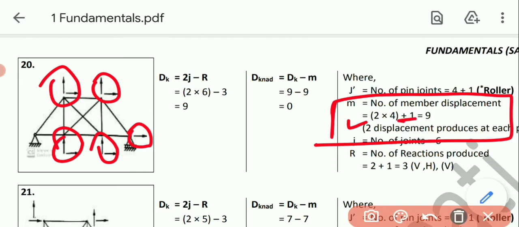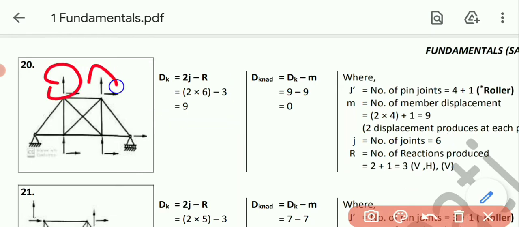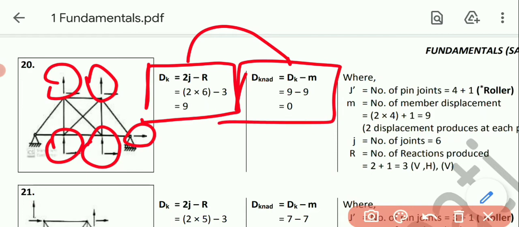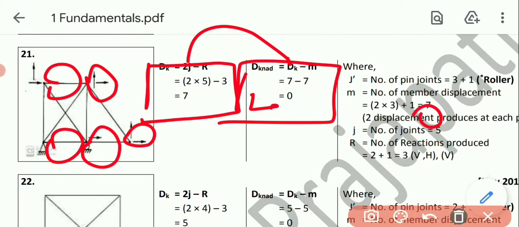Clear? As we have got all the unknowns, Dk is twice J minus R. J is 6, R is 3. 2 times 6 minus 3, that is 12 minus 3, answer comes 9. This 9 is this 8 plus 1, that is Dk. Dk should always be 0. Dk minus M, cross check the M, that will be 9. So our answer is 0. Then example number 21.